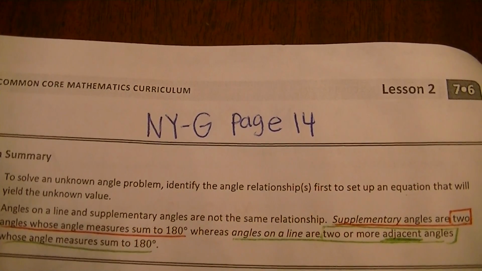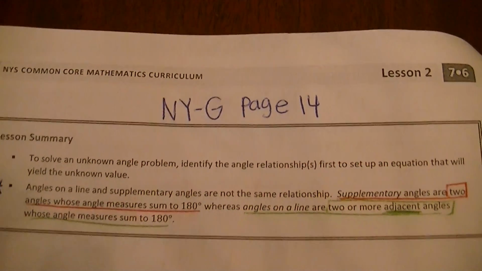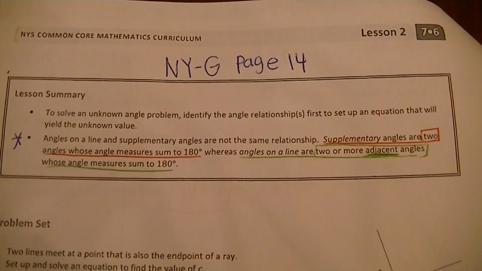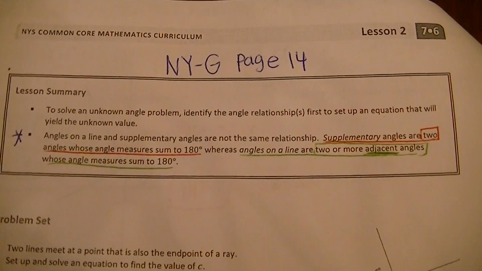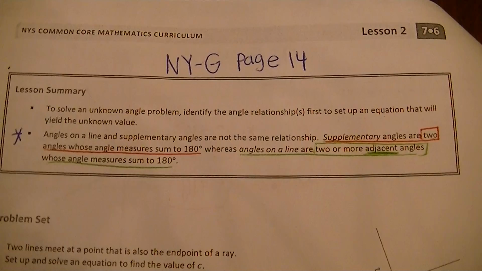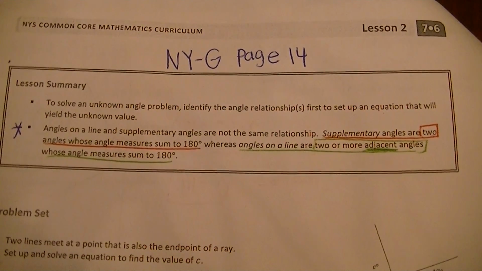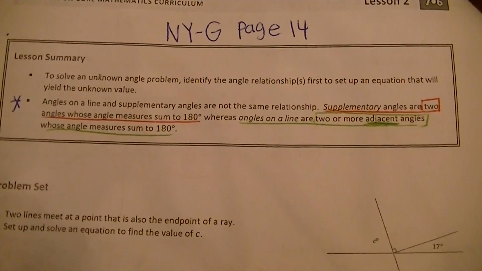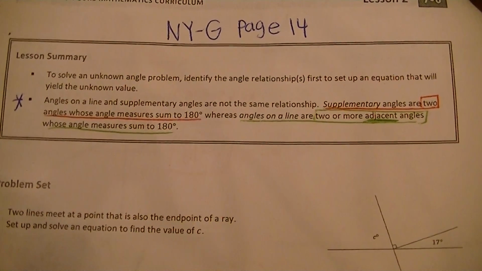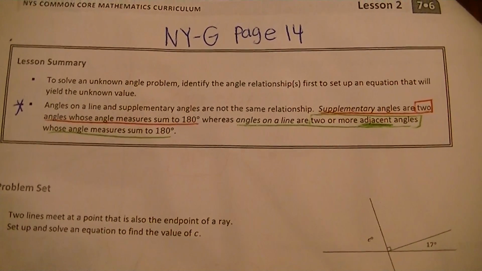This video will show you how to complete page 14 out of your math book. So we're going to start with the lesson summary. I'm going to read it to you. To solve an unknown angle problem, identify the angle relationships first to set up an equation that will yield the unknown value.